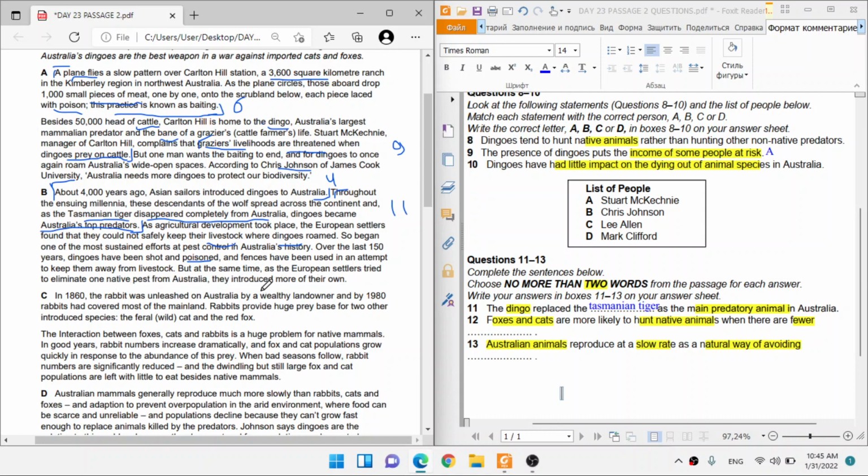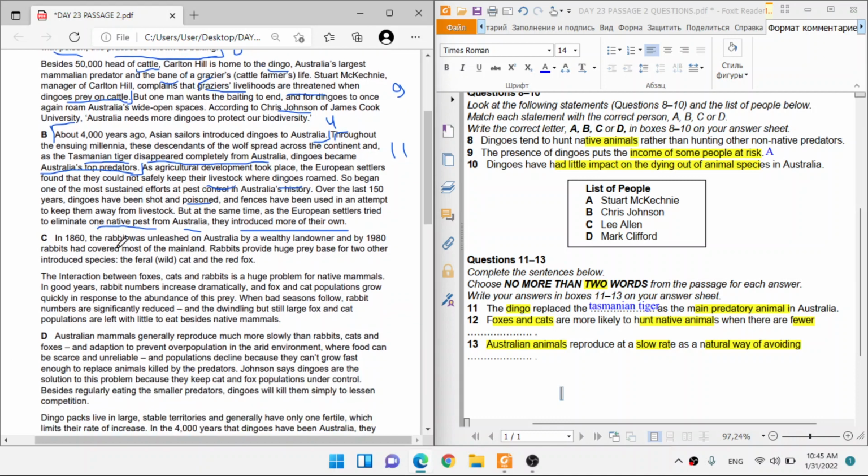But at the same time, European settlers tried to eliminate one native pest from Australia, and they introduced more of their own. Okay, they introduced more pests. In 1860, the rabbit was unleashed on Australia by wealthy landowners.